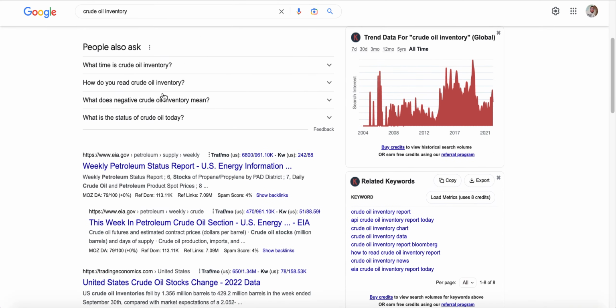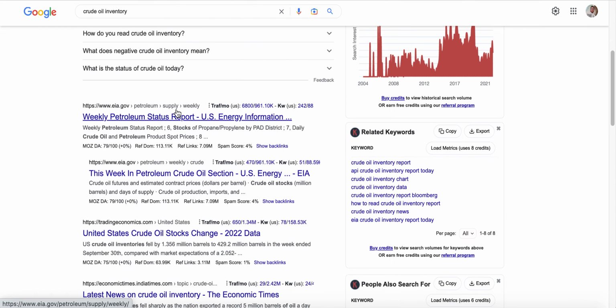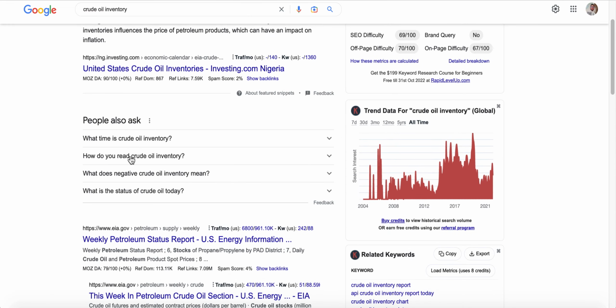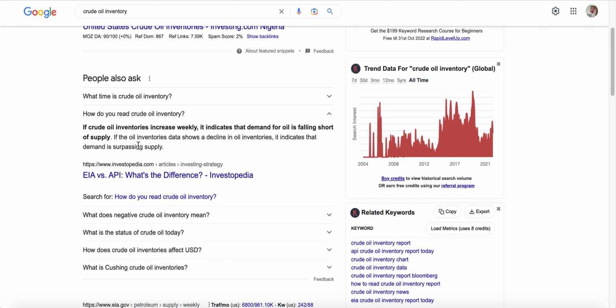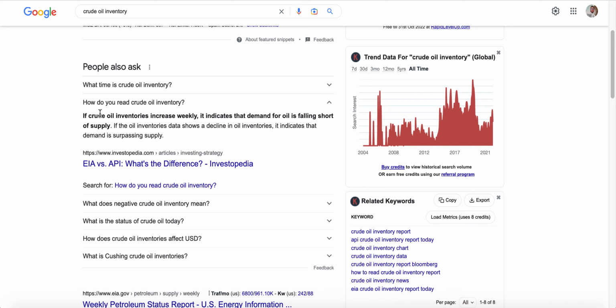So how do you read crude oil inventory? If crude oil inventory increases weekly, that is, if there is an increment in it, it indicates that demand for oil is falling short. People are not really demanding it. If it reduces, as you can see here, it means that people are demanding oil. Demand is higher. So if the inventory data shows a decline in oil inventory, it indicates that demand is surpassing supply.